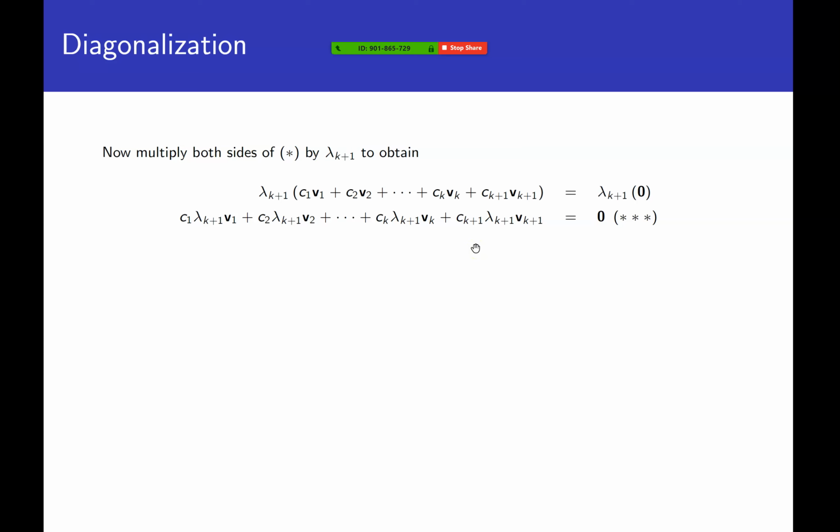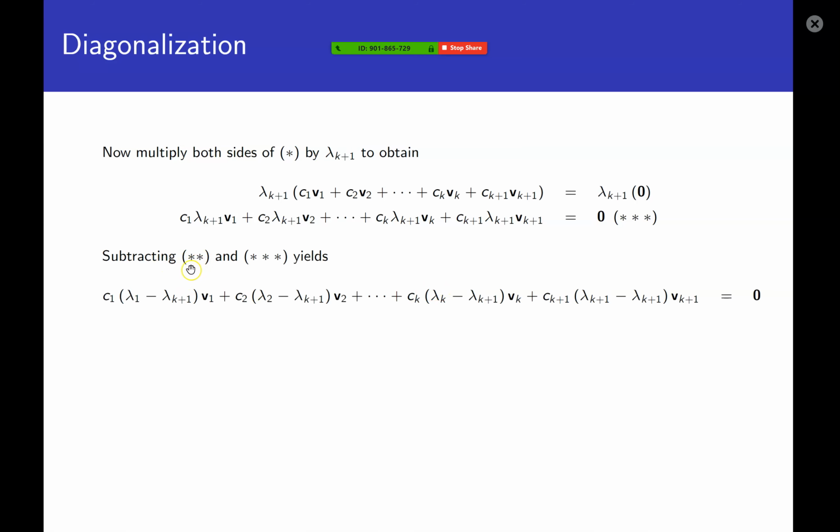Lambda sub k plus 1, sorry, and just distribute that through to everything. Okay, so remember, the previous equation we came up with had lambda 1 here in the first one, lambda 2 here in the second one, lambda k here in the second to last one. Okay, so we're going to take that equation, the one I labeled double star, and then subtract the one I've just labeled triple star. So if I subtract, we'll have lambda 1 minus lambda k plus 1.